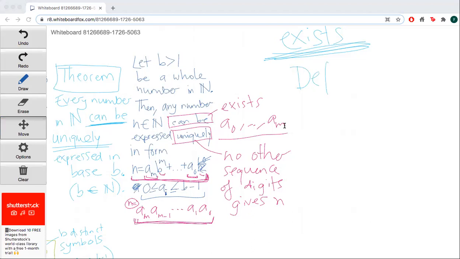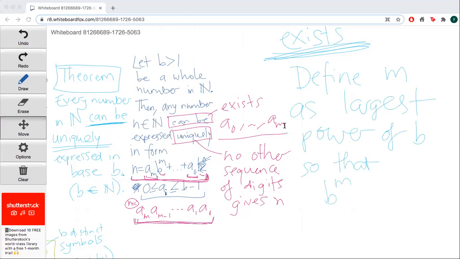we define m to be the largest power of b so that b to the m remains smaller than our number n. So it's basically like, how many multiples of b can I fit into my number? Okay. And then basically this tells you how many digits we're going to have.